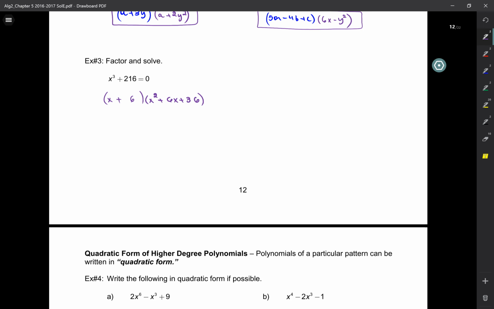Yes. And this is equal to 0 because we're now going to solve it. Yes, thank you. This is a minus. All right. Now, x plus 6. Can we factor that one anymore? No, so how are we gonna solve that one?